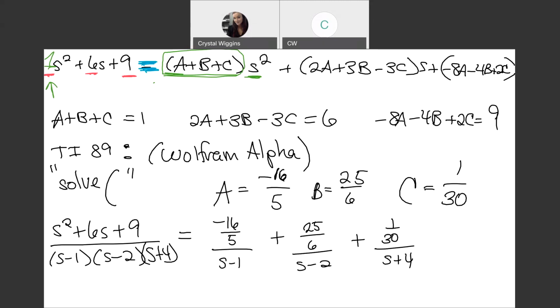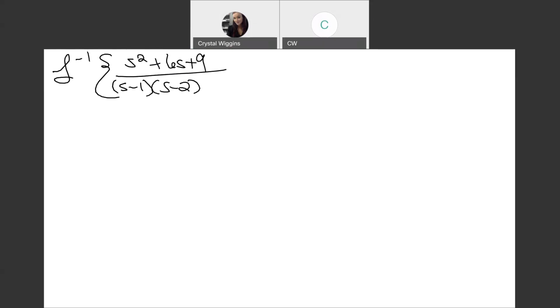Now that we've broken down this very complex fraction on the left side into 3 less complex fractions, we can also divvy up the Laplace transform and apply the inverses from the table. So we get that the Laplace inverse of s squared plus 6s plus 9 over s minus 1, s minus 2, s plus 4 is equal to negative 16 over 5 Laplace inverse of 1 over s minus 1.